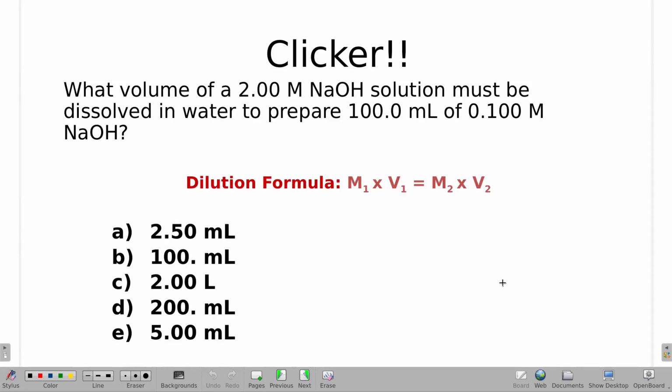Alright, next thing, another little dilution here. Let's see if we can do this one on our own. So pause it, take a moment, see if you can figure this one out on your own.